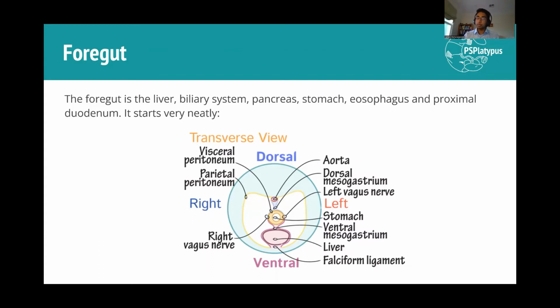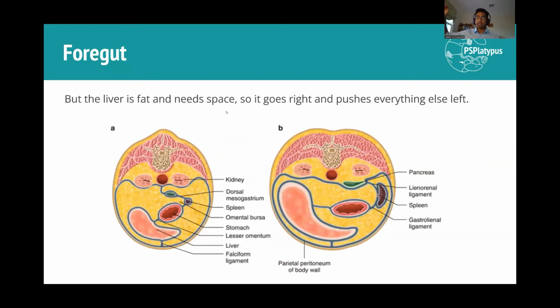So we started with a pretty nice little line here. Basically, it goes from your aorta to your stomach to your liver. And then on the next slide, you can see some of the other smaller organs involved here. It's basically aorta, your pancreas, your spleen, your stomach, and then your liver. But the big problem here is that your liver needs to grow, and it doesn't grow symmetrically across the front of your stomach. It actually ends up moving to the right. So because the liver has gone right, everything else gets pulled left, basically.